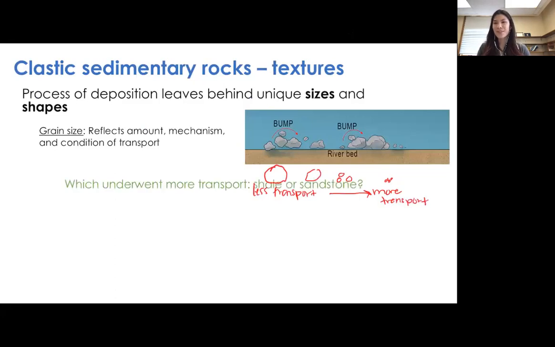Right, so just to follow up on that, which underwent more transport, a shale or a sandstone? Since the shale has a smaller grain size, it likely underwent more transport because it's been knocked about a bit more into a smaller size.